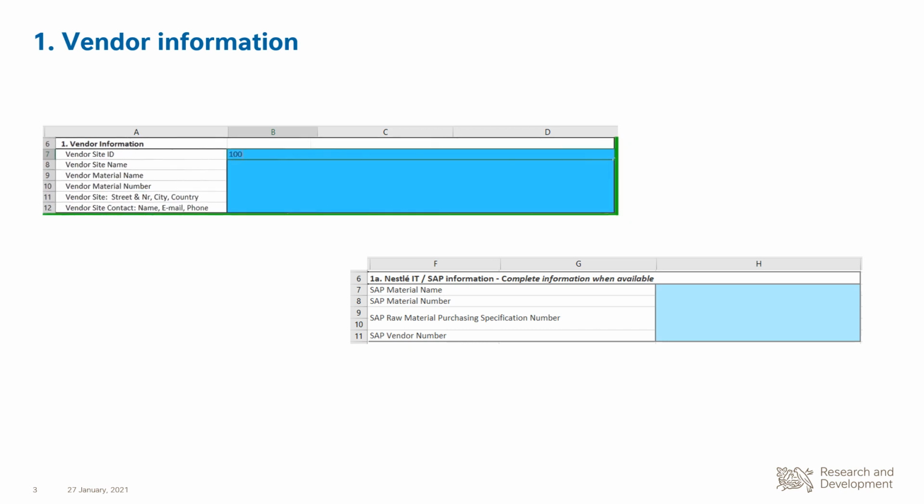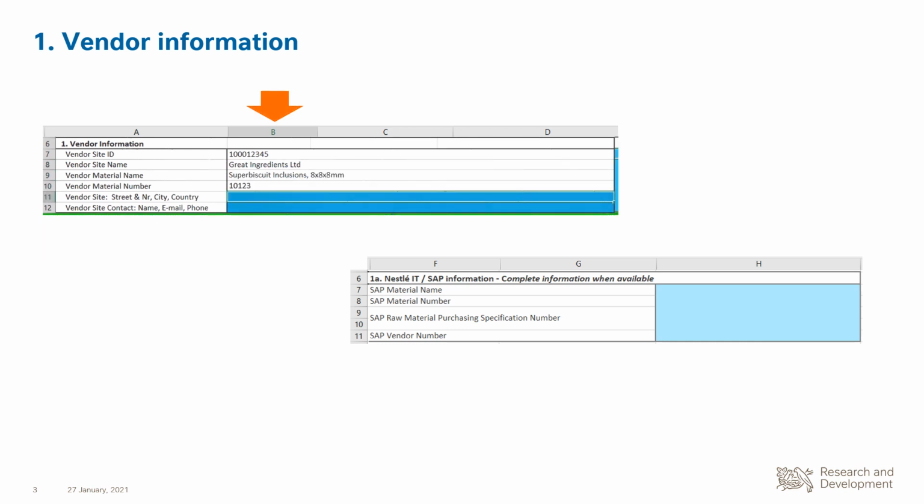Step 1. Please fill in your vendor information, cells B7 to B12, until all blue background color has disappeared. As shared with you by Nestlé Procurement, please do also input the Nestlé SAP information in cells H7 to H11.